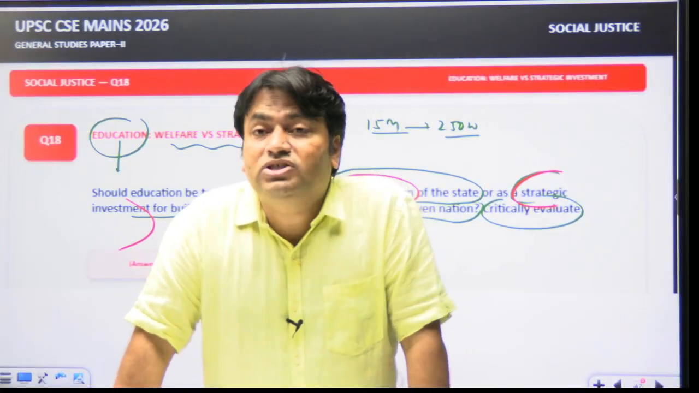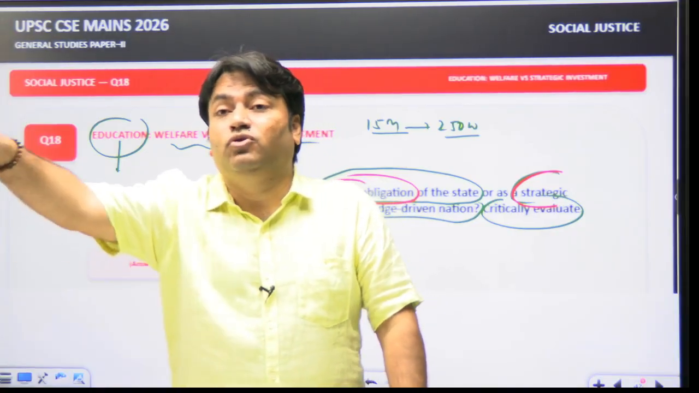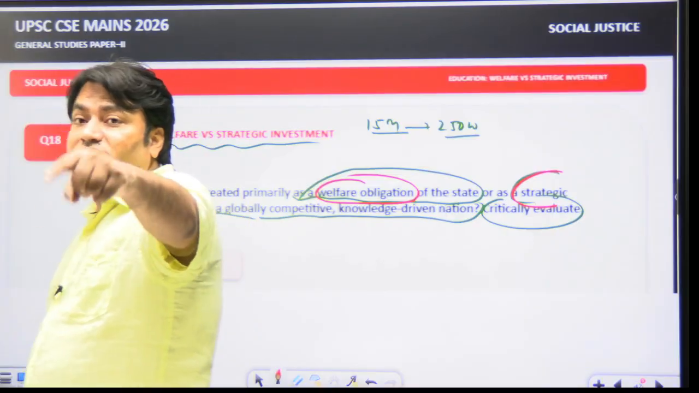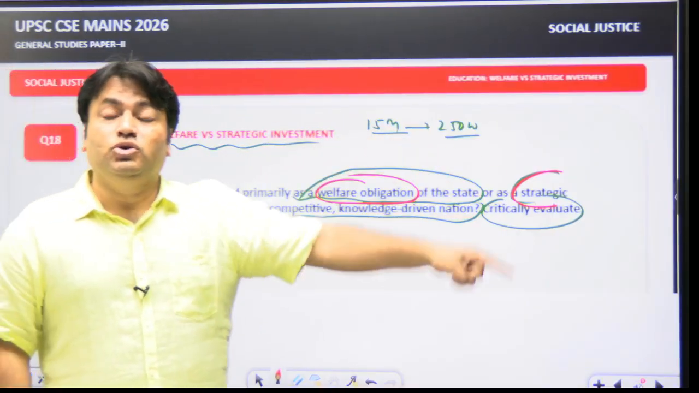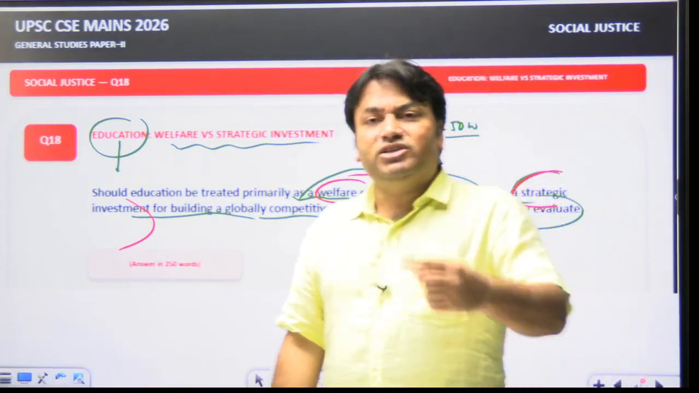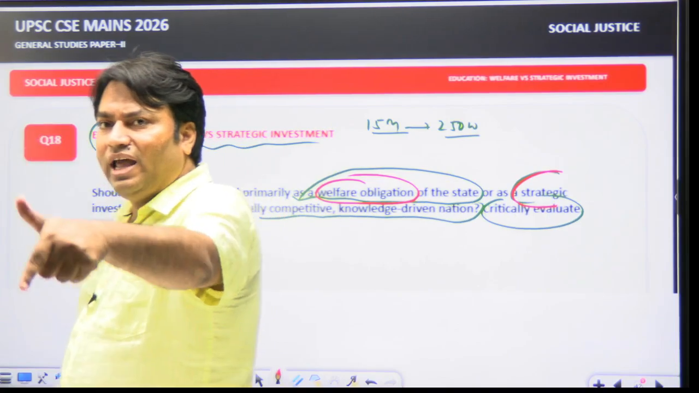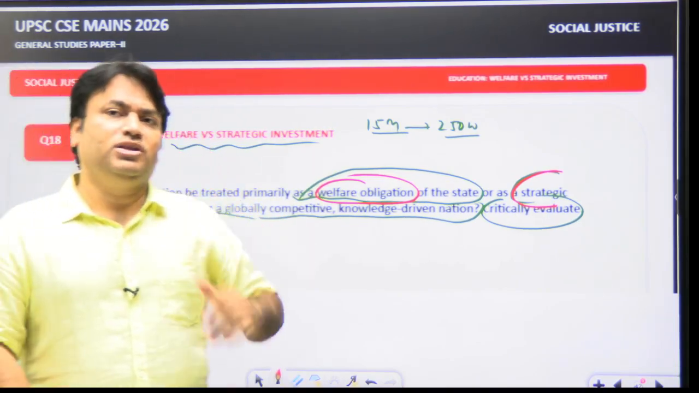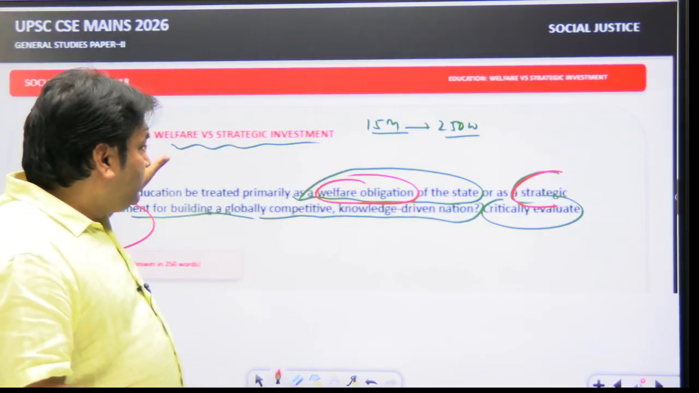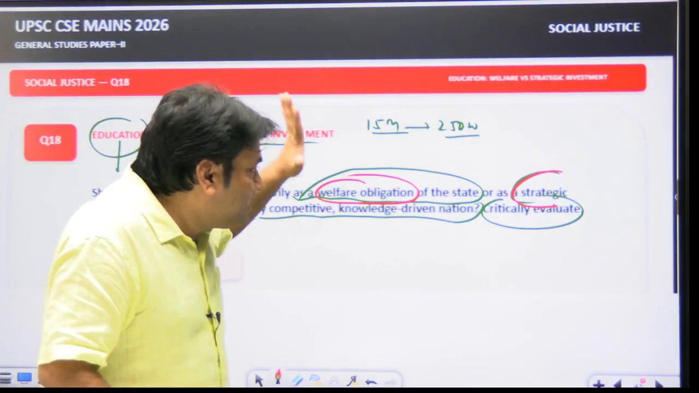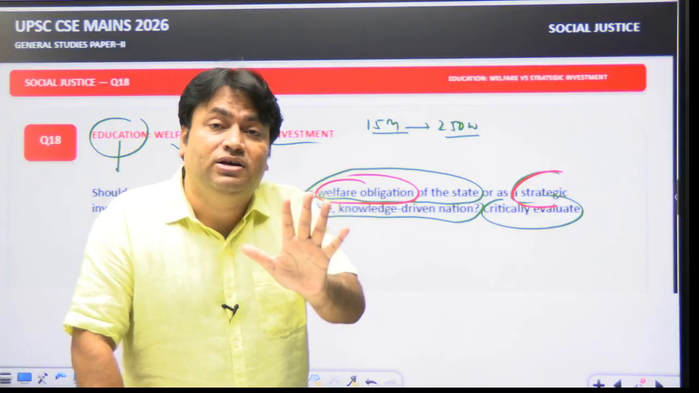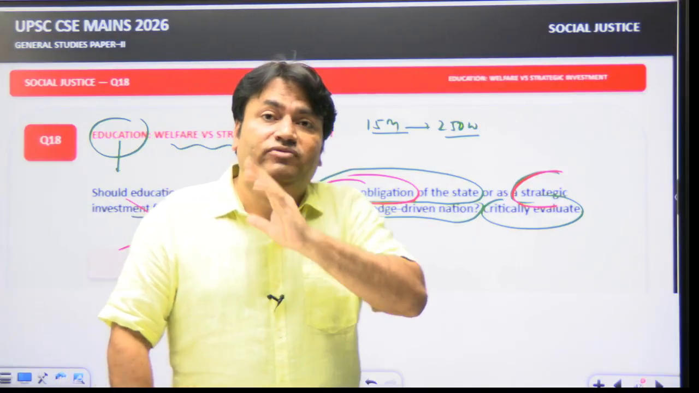Therefore, if education is left entirely to the market forces, what will happen? There is unequal purchasing power in the society. So if you leave education entirely to the market forces, it will translate into unequal education opportunities for people in the society. And the second picture is what? Education is a welfare obligation. Yes, but education is also a strategic investment. Why is education a strategic investment?